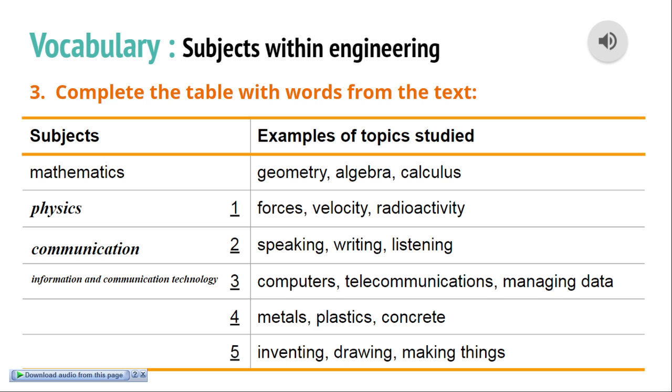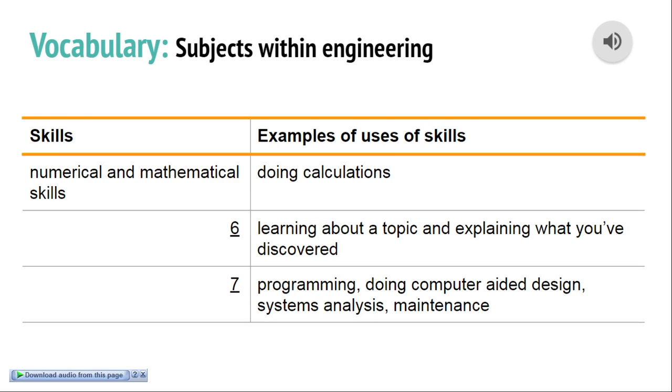In information and communication technology, we study computers, telecommunications, and managing data. In materials, we study metals, plastics, concrete. In design and manufacture, we study inventing, drawing, and making things. Now we move to the skills.